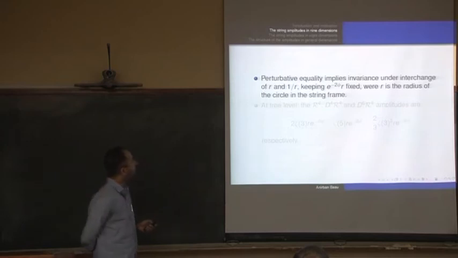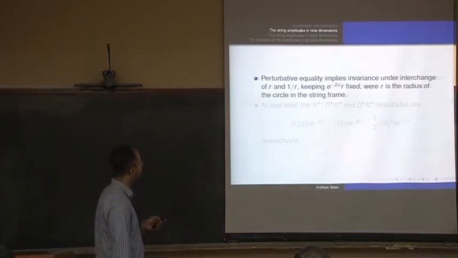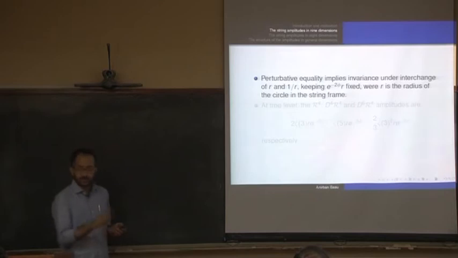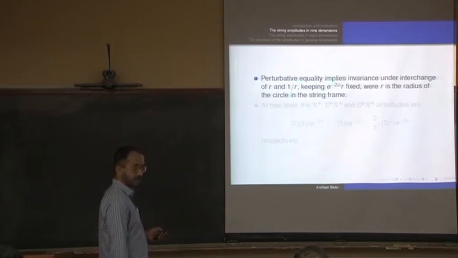First I'll tell you how to do this in 9 dimensions. I'll spend the maximum time on this, because it's the simplest case to give you the idea. The rest are complicated generalizations. This is a warm-up example. R is the radius of the circle in the string frame. So perturbative equality implies invariance under the interchange of R and 1/R, keeping the 9-dimensional T-duality invariant dilaton fixed.